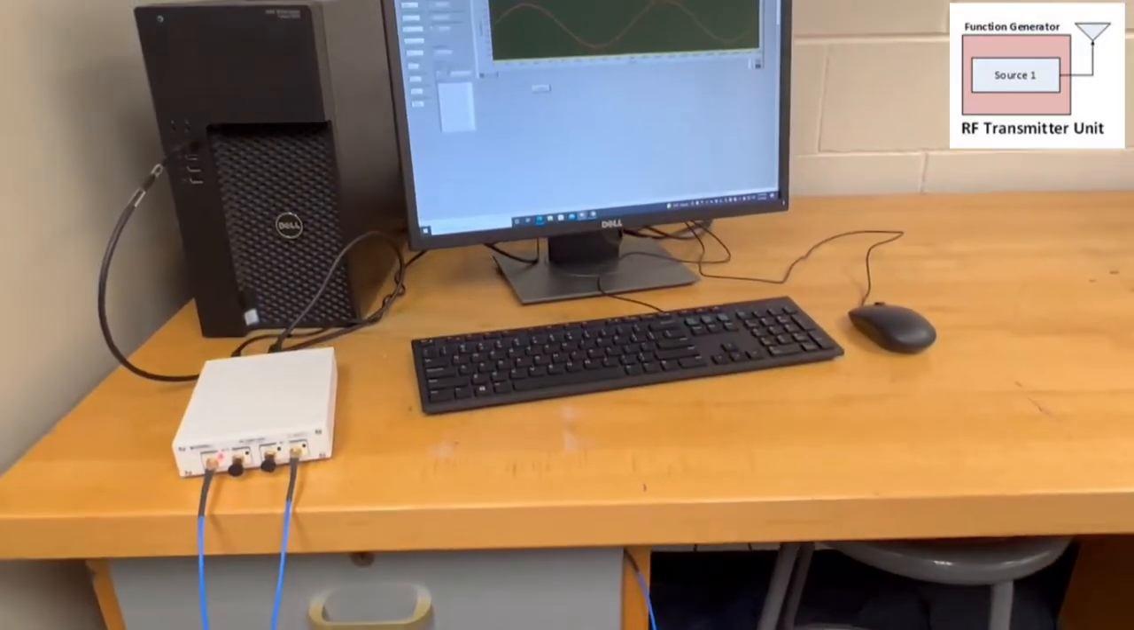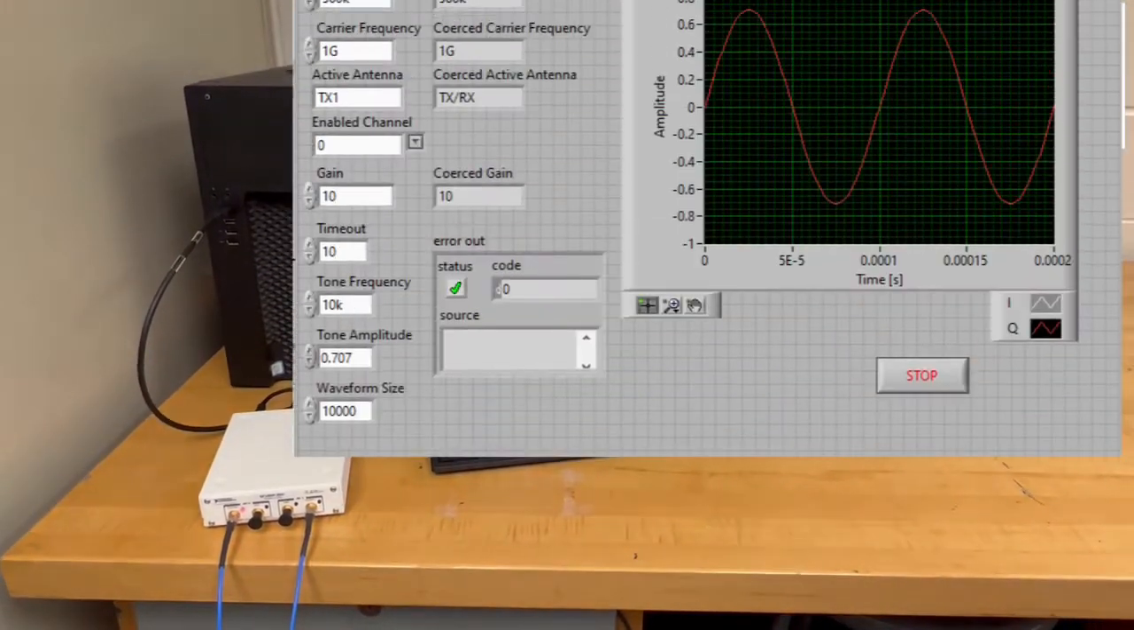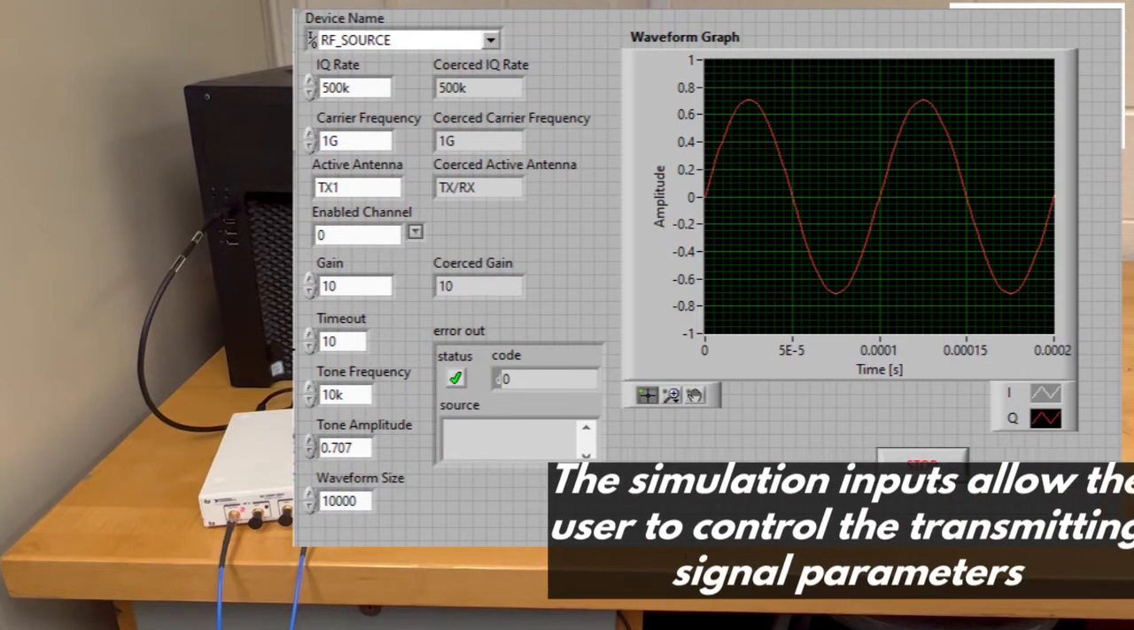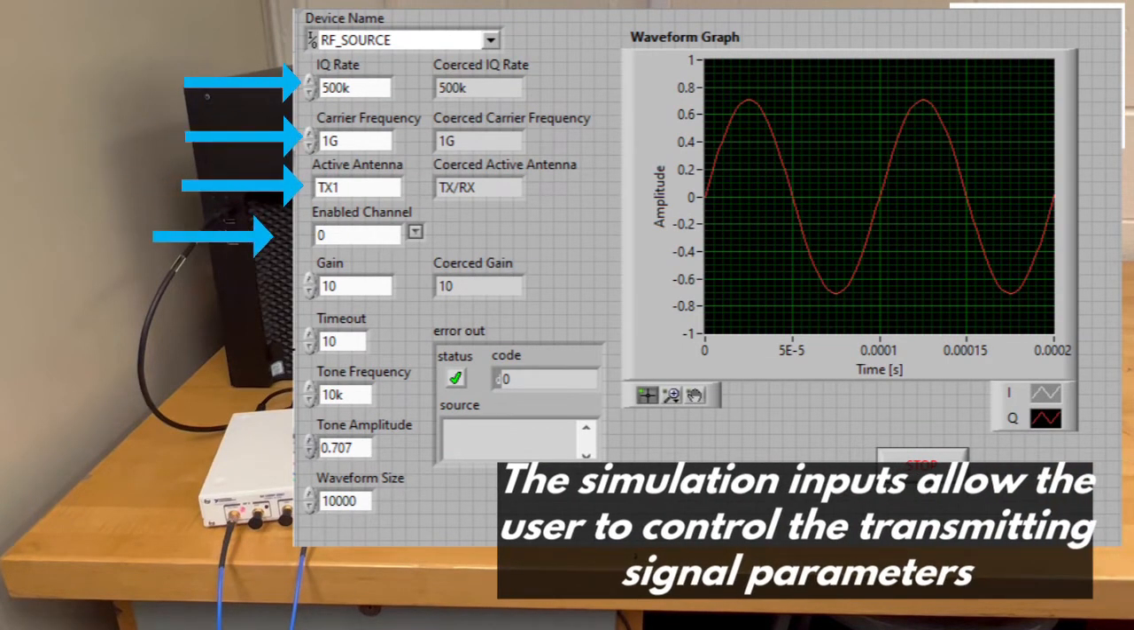On the host computer, we are using LabVIEW to interface with the USRP 2901 and transmitting our signal. On the front panel of LabVIEW, the various simulation inputs allow us to control the signal parameters. In this case, we're using a carrier frequency of 1 GHz on the transmitting port of enabled channel 0.